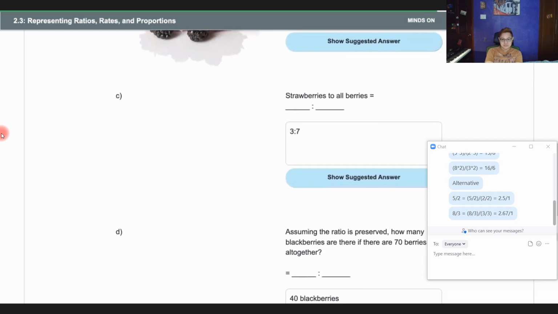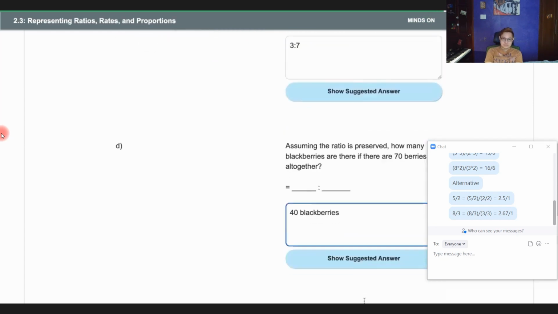Assuming the ratio is preserved, how many blackberries are there if there are 70 berries altogether? So there would be 40 blackberries, because you just multiply by 10. True. The berries would be 10 times more than the original. Exactly. Okay, very good. You got it.